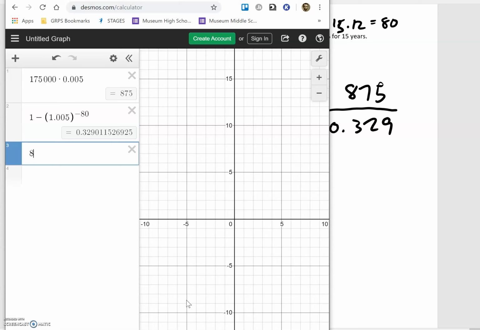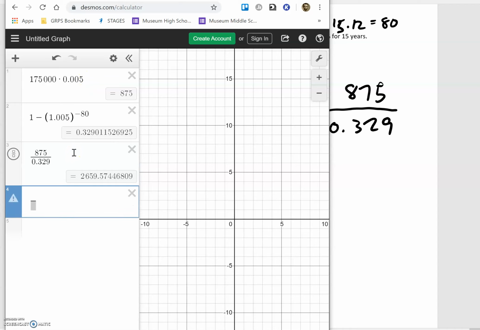So we're looking at $2,659.57. This seems a little high. So let's just double check this with the massive equation. I'm going to do it all in one swoop.